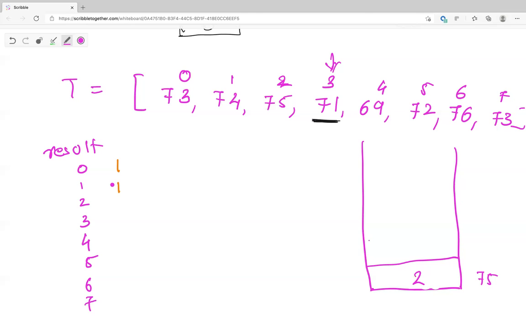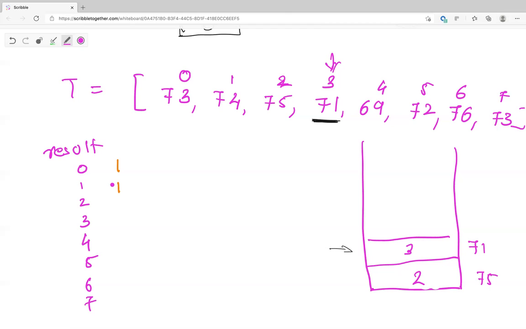Correct? So I'll put 3 here. Wait. You put 2. You put 3. Yeah. Okay. So whenever I find anything smaller, I don't need that now because I need to pop that out, right? Wait. First you had 75. Then you had 71. Which one didn't you pop out, 71? I inserted 71 now. You didn't pop out anything. I popped out 73 and 74.